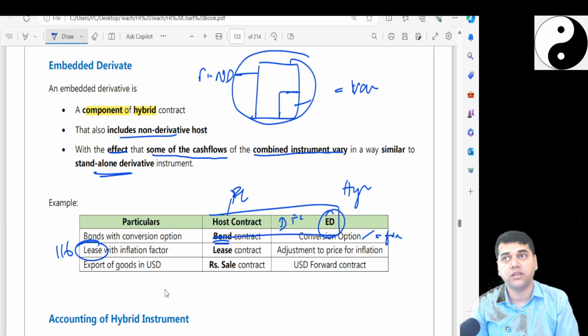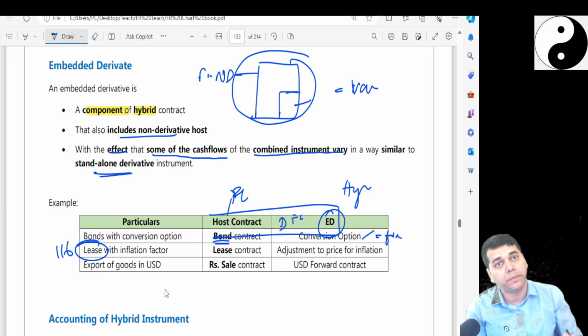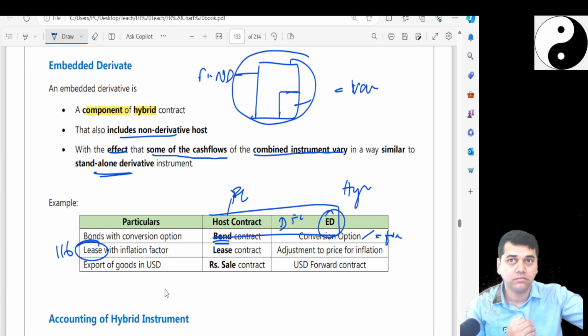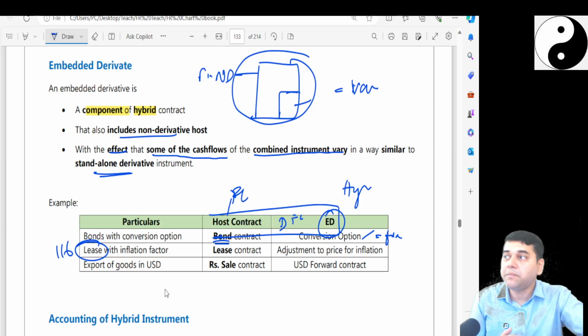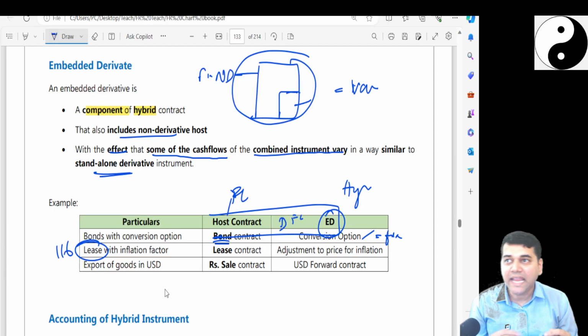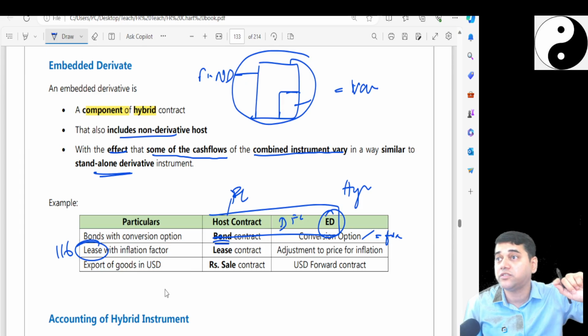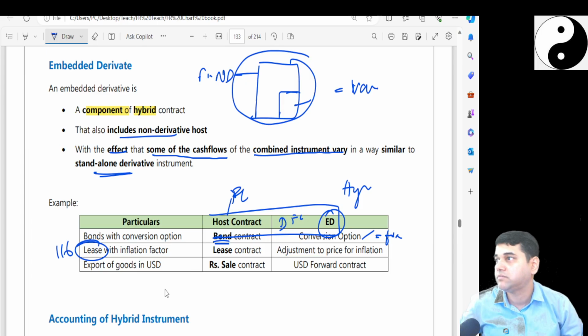Okay, what about next year? I'll pay next year 10% up. That means on day one, do I know how much amount I need to pay throughout the life of the lease? I know. There is a variability, but it's a fixed 10% increase every year. But I enter into a lease contract in such a way that my lease payment depends upon the inflation factor, which is released by the government of India every year.